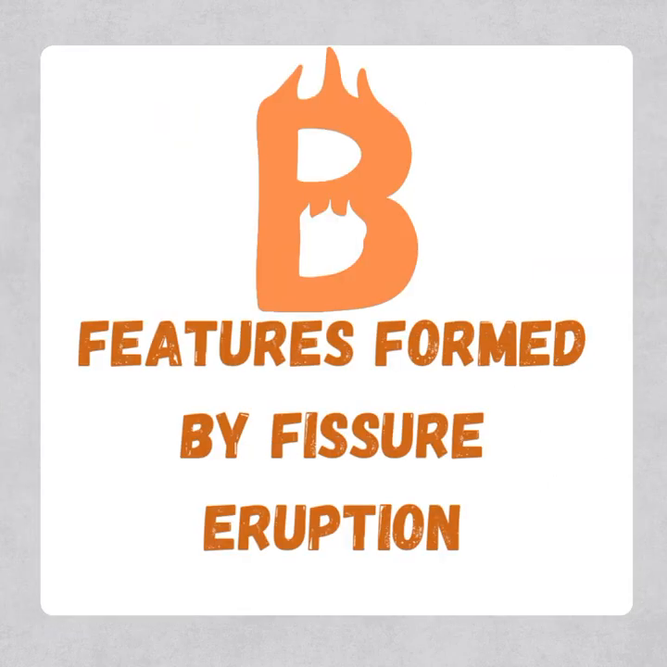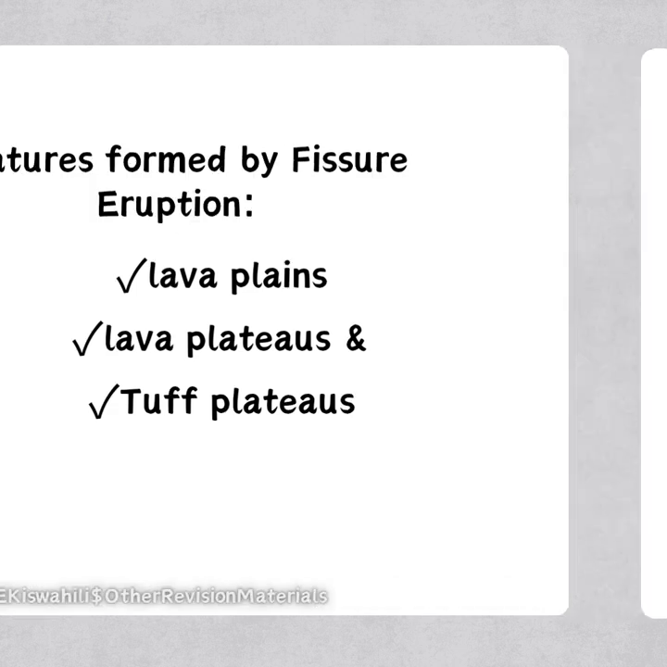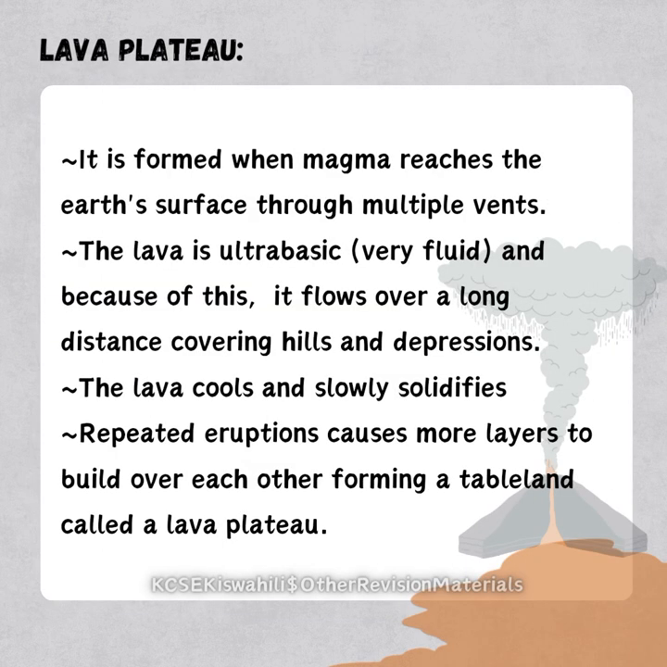As we wind up the topic, let us say something about features formed by fissure eruption. These are formed when magma flows quietly from inside the earth. Fissure eruption leads to formation of three main features: 1. Lava plains, 2. Lava plateaus and 3. Tuff plateaus. Lava plateaus are formed when magma reaches the Earth's surface through multiple vents.